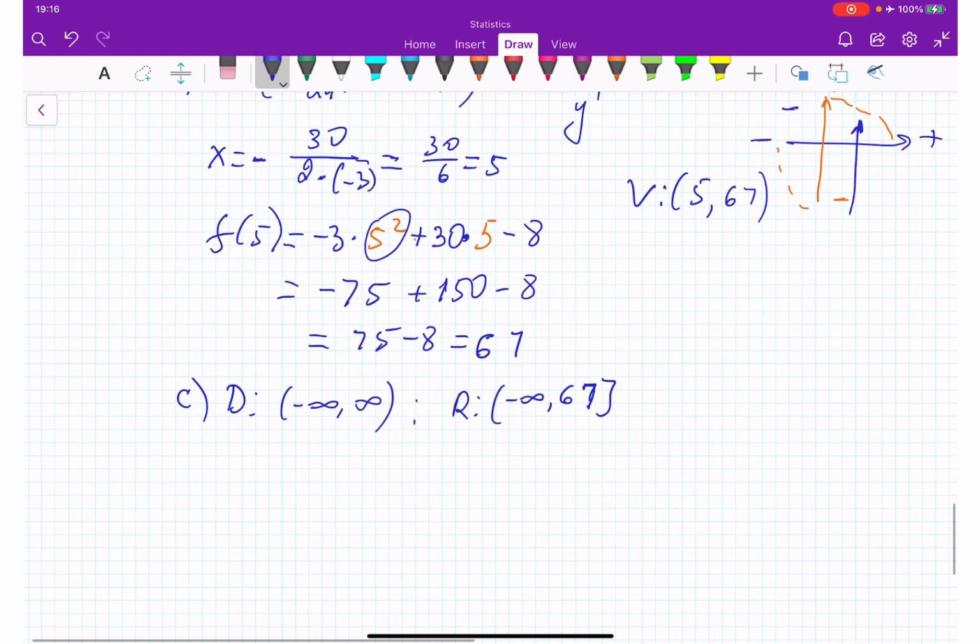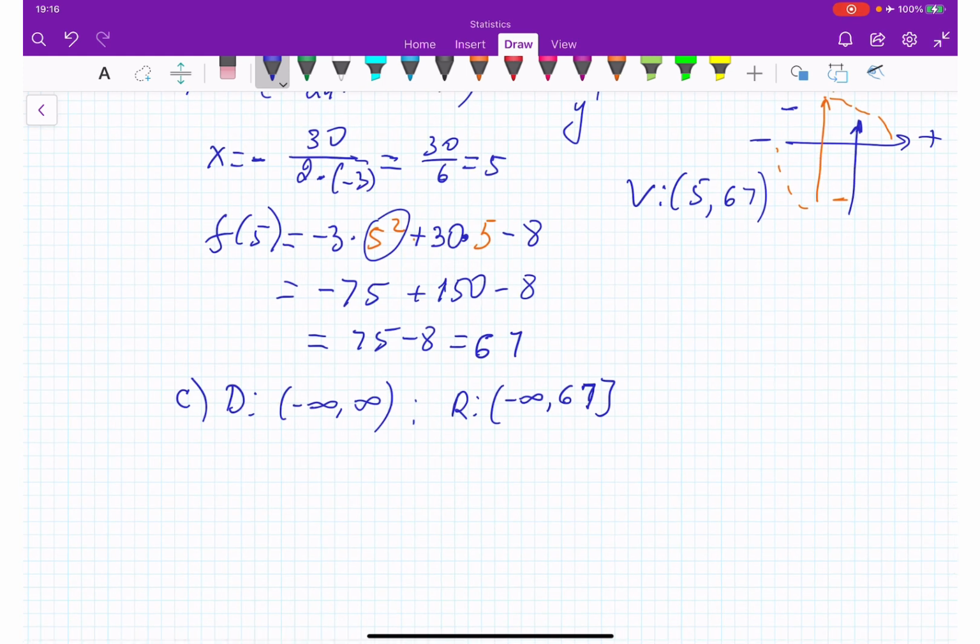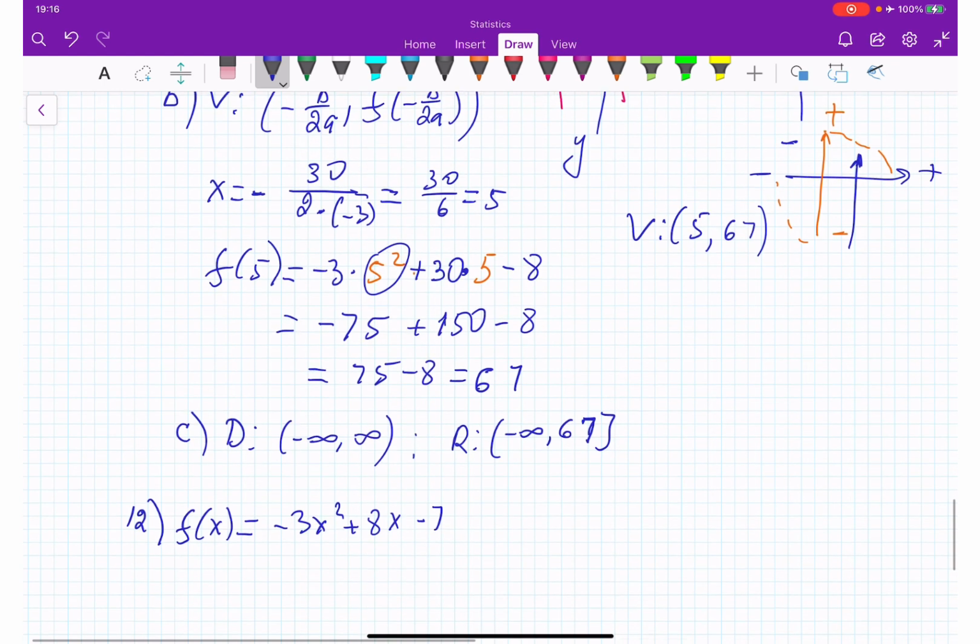Okay, one more with negative sign. Question number 12. f of x is equal to negative 3x squared plus 8x minus 7. Okay, it's very similar.